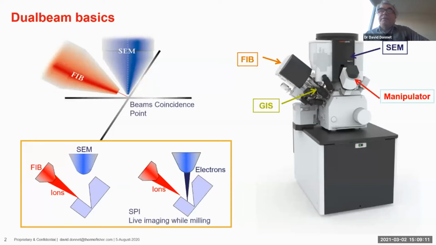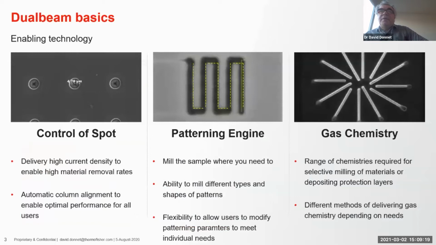As we've also seen in previous talks, if we have a manipulator on the Dualbeam, we can extract biopsies from the bulk, and we can make transmission electron microscope samples. In addition, we have what we call gas injector systems and many other peripherals, but we'll come to that a little later. So if we think a little bit fundamentally about Dualbeam basics, or the ion beam basics, there's a couple of things we need to take into account.